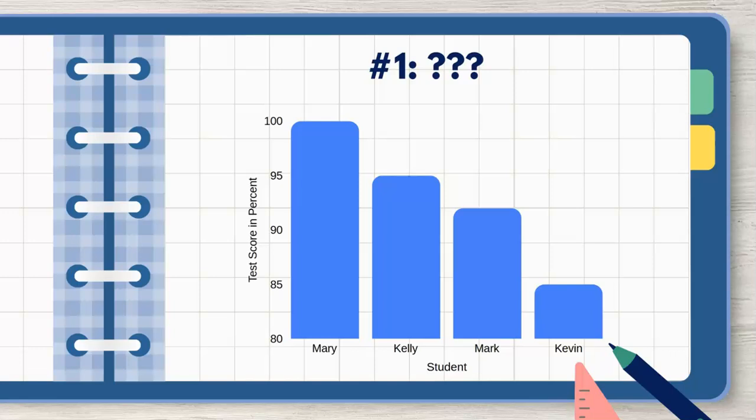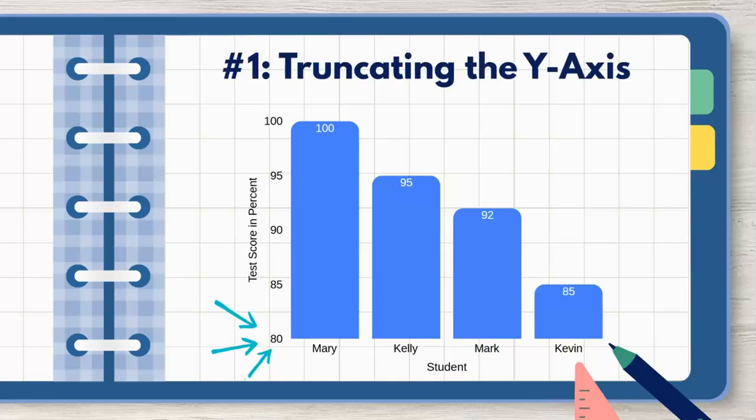If I was honestly showing this graph to you as a real dataset, and your name was Kevin, you'd probably be feeling a little worried right now. At a cursory glance, it looks like Kevin did very poorly on his test. A closer look at the graph, however, reveals that I've done something called truncating the y-axis to make Kevin's score seem much lower than it actually is.